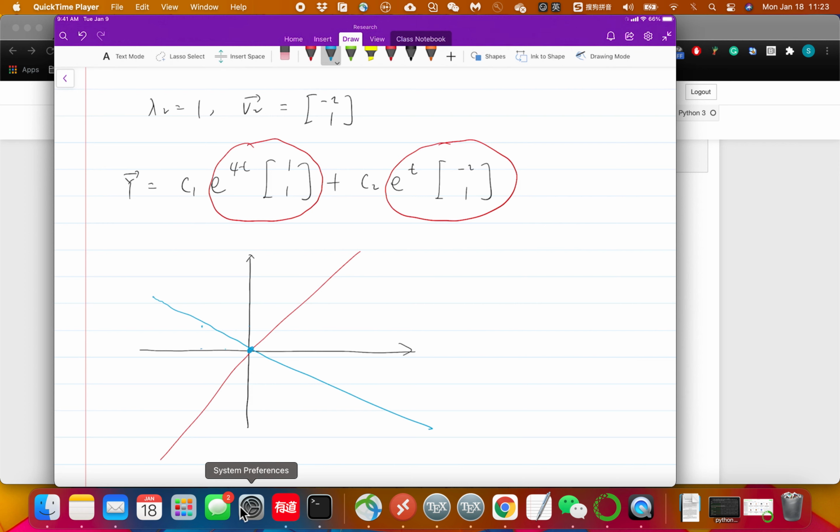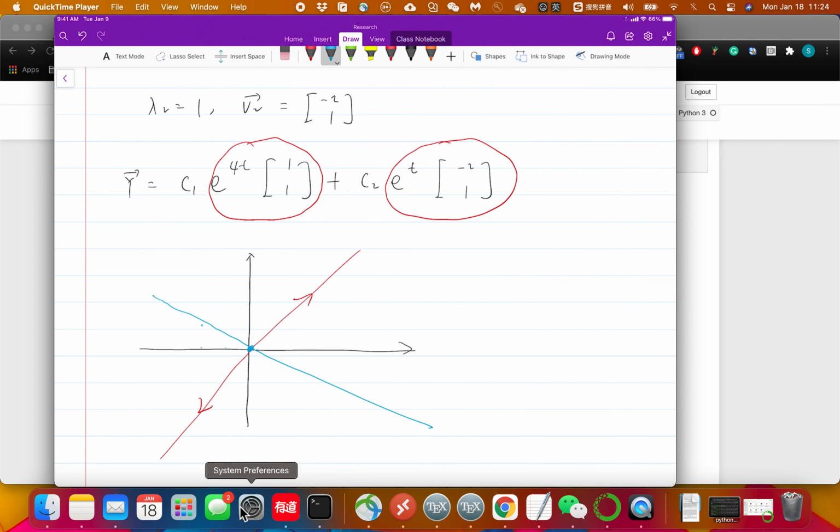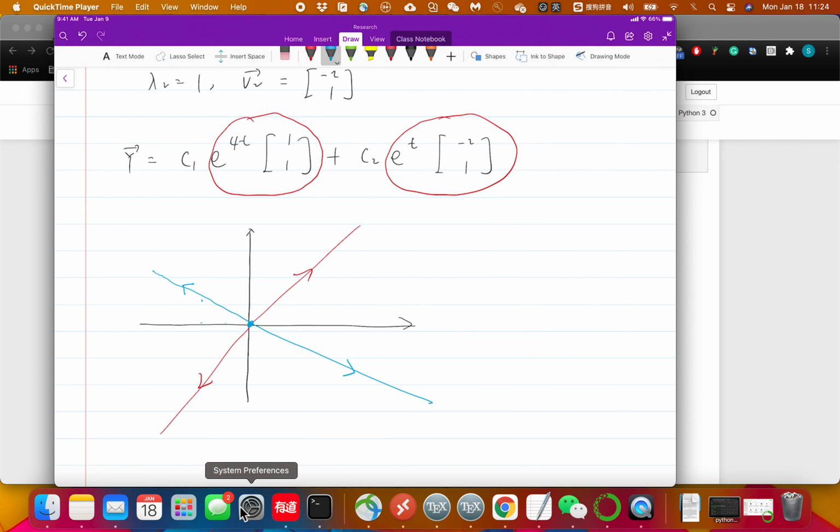Moreover, because on (1, 1) it's a positive 4, as t becomes bigger, you leave (0, 0). As t becomes bigger, you also leave because you have e to the t, positive 1. So no matter which way, you are going to be leaving the origin. Then what about something in between? You are still going to be leaving the origin.